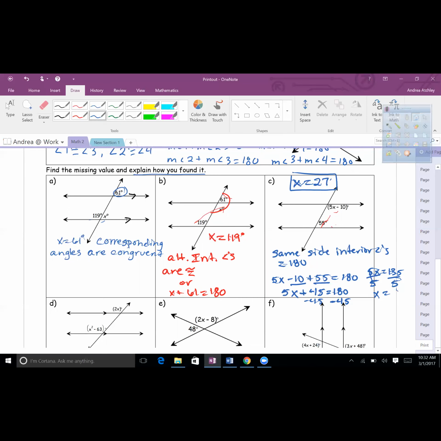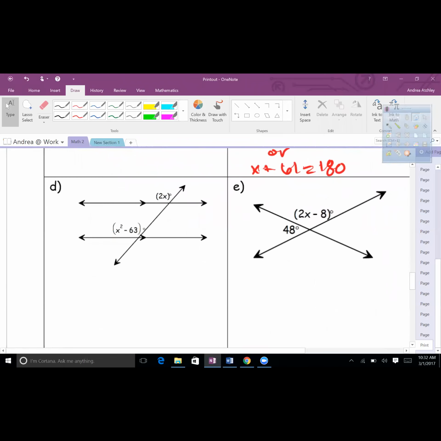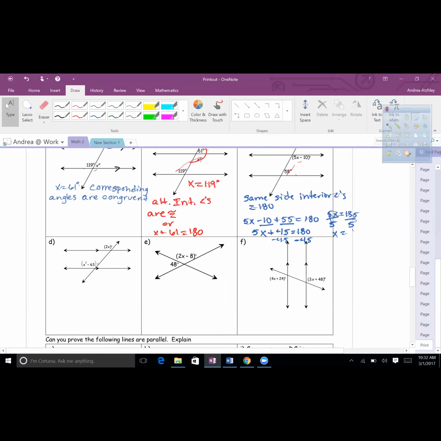We're all good? Okay. D. Oh, why did you say oh no? Huh? Oh, you finished? Oh, there's another reason why we should say oh no. It's got a squared variable, which means what? It's a quadratic equation. We have to factor it or use the quadratic formula to solve it.